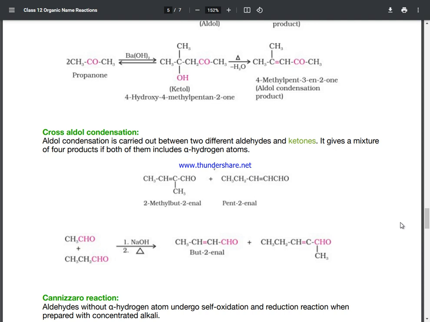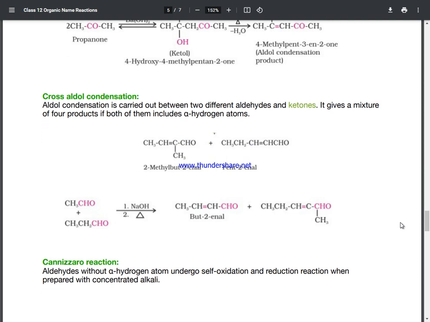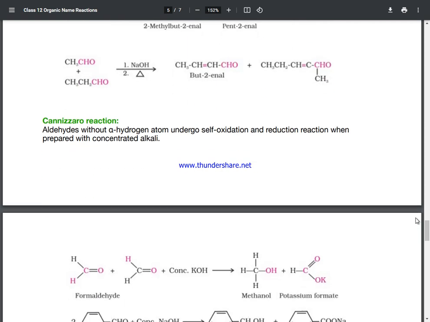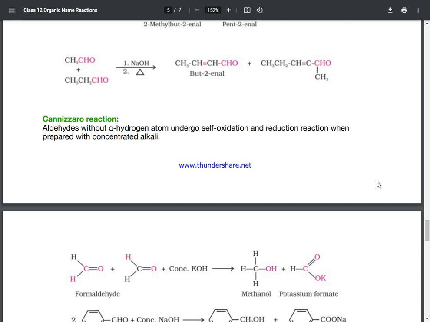Cross aldol condensation. Aldol condensation is carried out between two different aldehydes or ketones. It gives a mixture of four products when both of them include alpha hydrogen atoms. Cannizzaro reaction. Aldehydes without alpha hydrogen atoms undergo a self-oxidation and reduction reaction when treated with concentrated alkali.